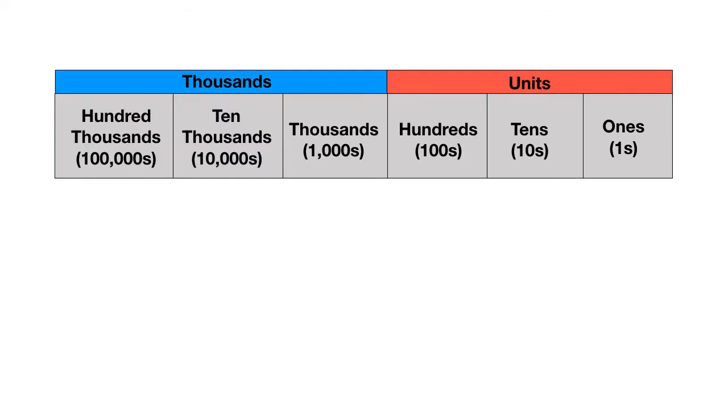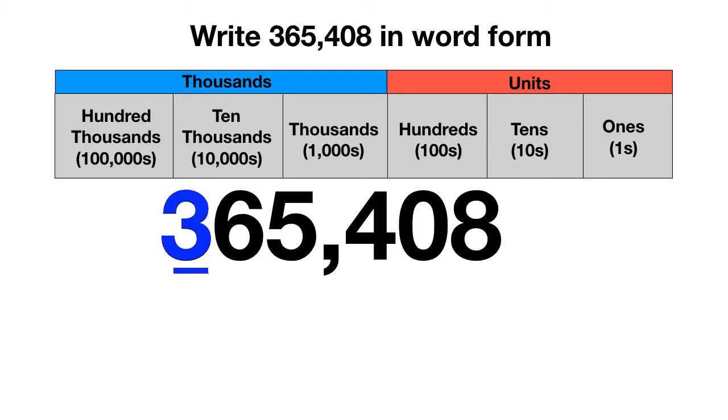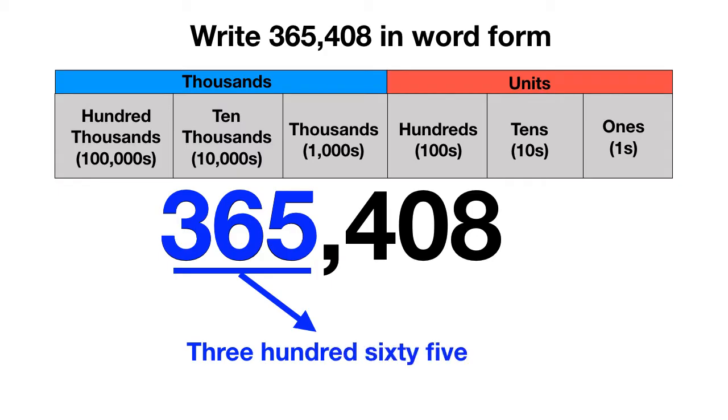Now it's time for you to get some practice on your own. Here's your place value chart. Use it to write the number 365,408 in word form. Well, in this number, the 300,000s, 6 10,000s, and 5,000s are all part of the same family. So we can write them as 365 thousands, 1,000.